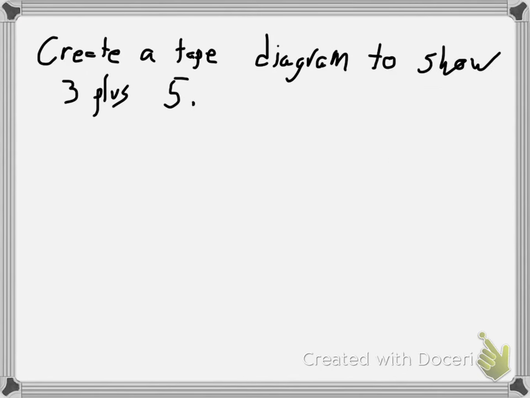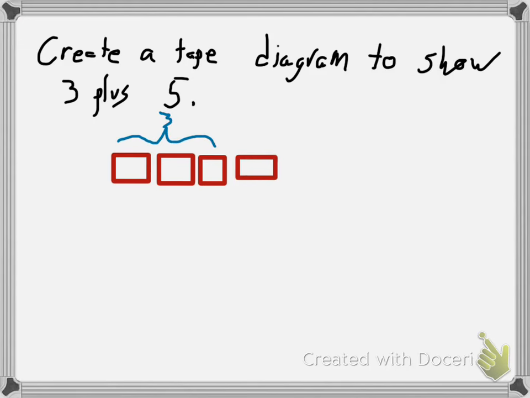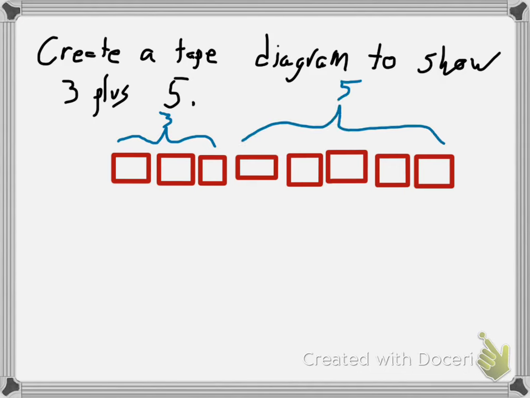So what I want us to do is create a tape diagram to show 3 plus 5. For my tape diagram, I'm going to have 1, 2, 3. So there's my 3. And then 1, 2, 3, 4, 5. There's my 5. And if it's 3 plus 5, I know that I would have a total here of 8.